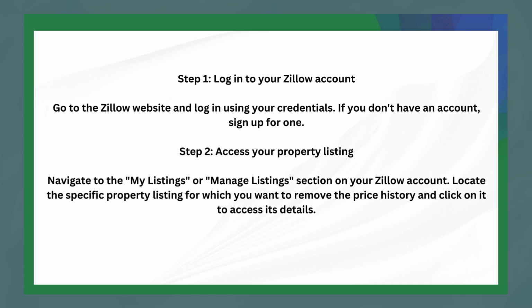The following step is to access your property listings. So navigate to the my listings or manage listings section on your Zillow account. Locate the specific property listing for which you want to remove the price history and click on it to access its details.